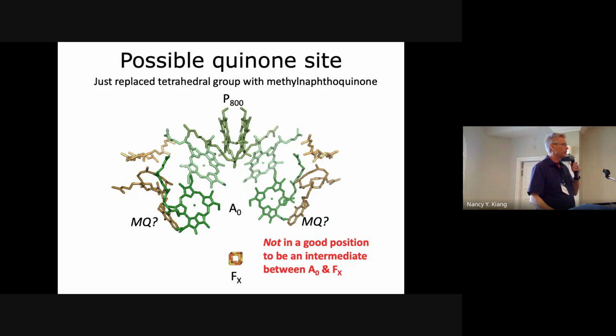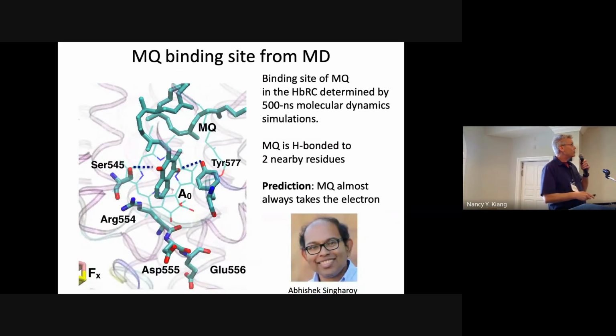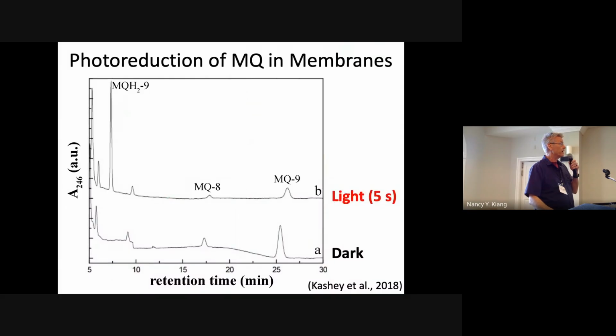an intermediate in electron transfer. Abhishek took that structure and then did molecular dynamics for about half a microsecond, and it kind of moves away from the arginine and nestles between the serine and tyrosine. And you notice it's right behind the A0 chlorophyll, very close to it. So the prediction is that it's so close, if it were there, it would always take the electron from A0.